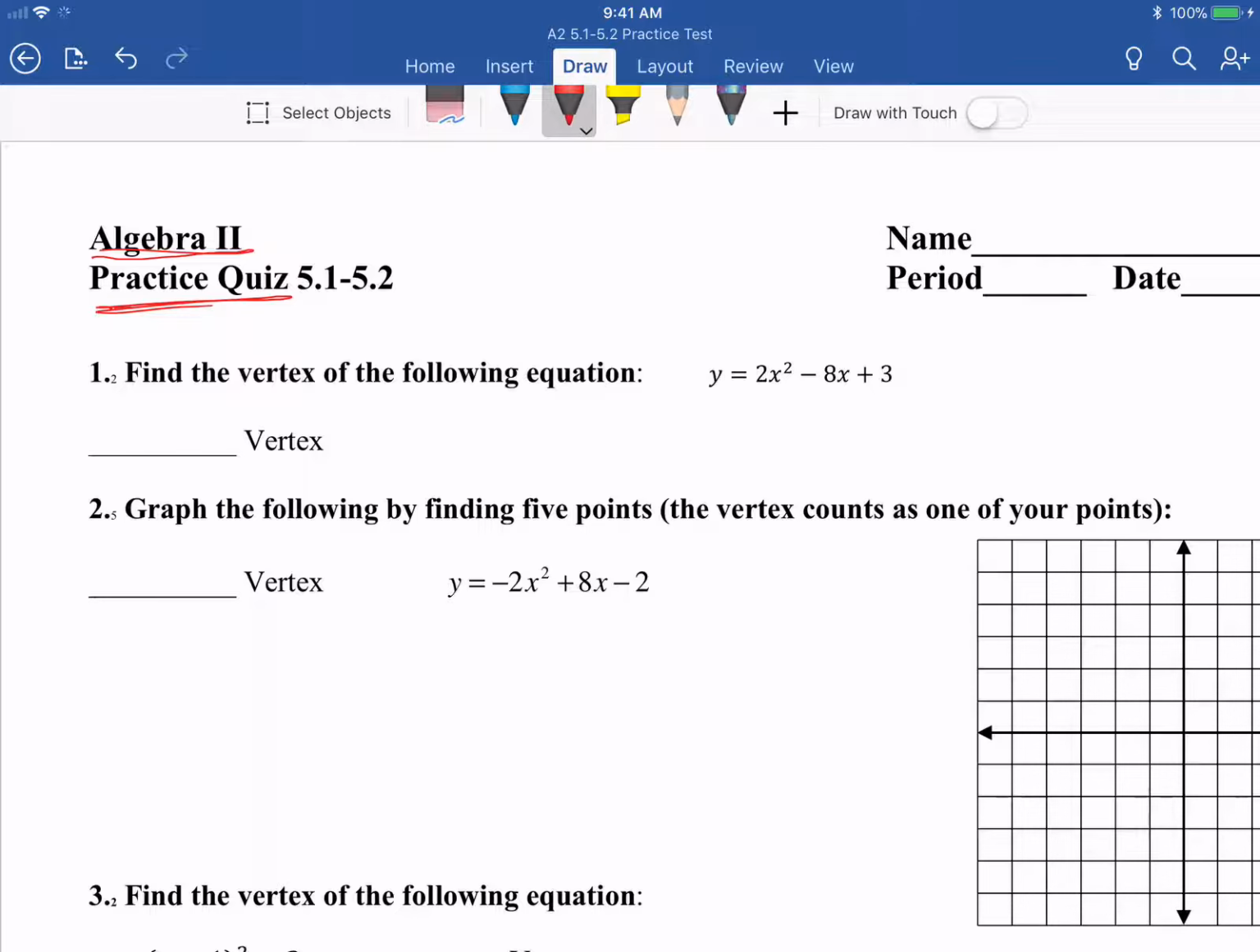So here we go. Going through this, the first page is all about graphing some different things. So to look at this one, it is in standard form. It asks me to find the vertex. To do that, we have this fancy equation.